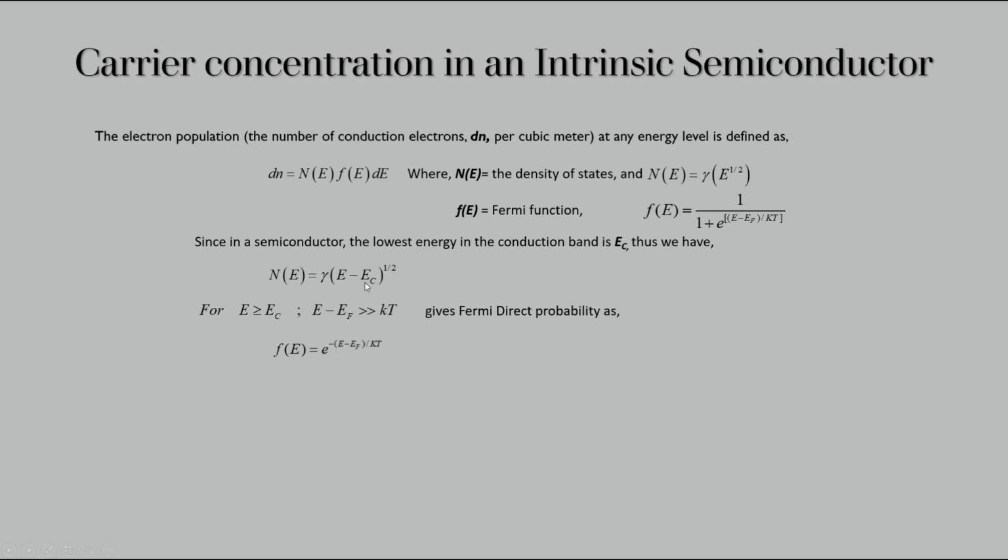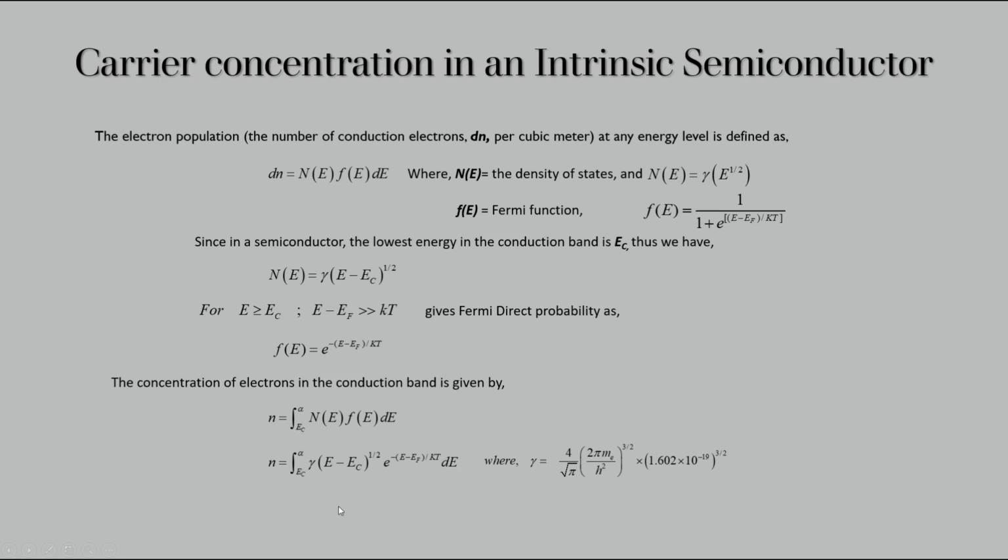Now if we put this with respect to the concentration of electrons, the concentration of electrons in the conduction band is given by the integration of NeFe dE. If we put the values of Ne and Fe here, we find this, where this is the value of Ne and this is the value of Fe. What we found here is that the value of gamma is given by this equation or this value, so we'll use it later on. For the time being, let us see how this equation turns out to a particular format.